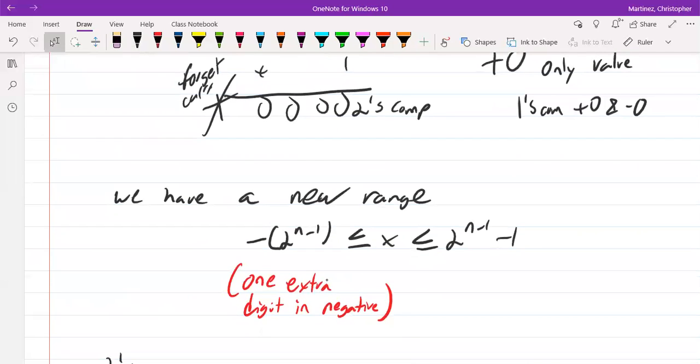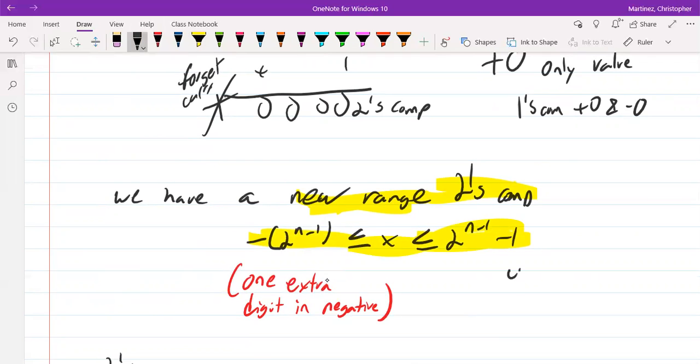Okay, because we only have one type of 0, we're going to have a new range. This new range for 2's complement is going to have the same upper range, but we get one extra digit on the negative range. So for 4 bits, our range can be -8 all the way to +7. So we gained one extra digit.